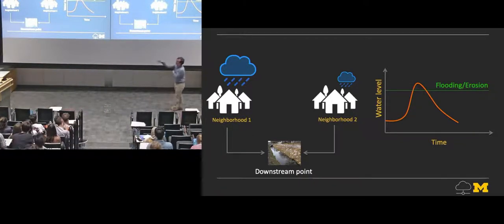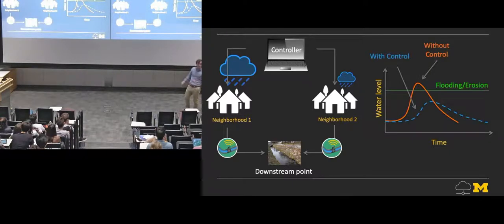So let's imagine we have a neighborhood downstream. So this is a neighborhood that regularly floods, which exists in Ann Arbor. And then we have 2 neighborhoods upstream that are feeding water down it. So usually when it rains, the water levels downstream go up and they go down and they flood. So you imagine if you had 2 valves on there now, that changes things completely, right?